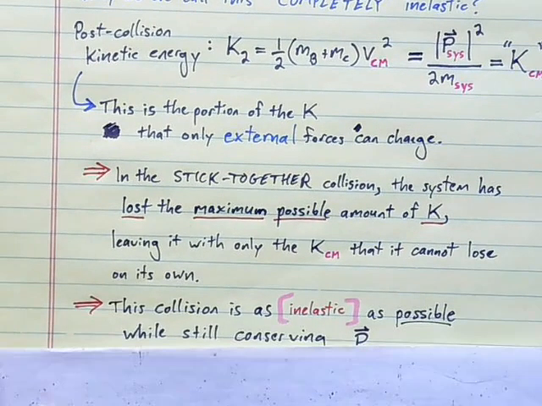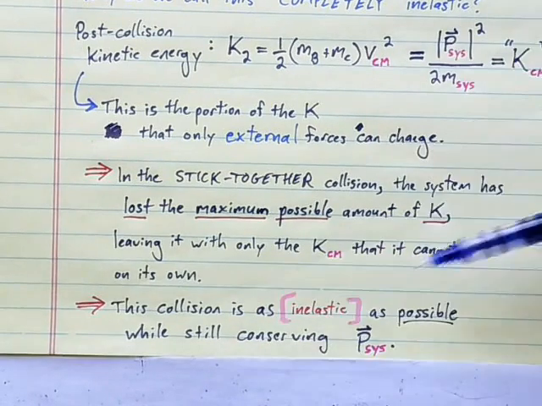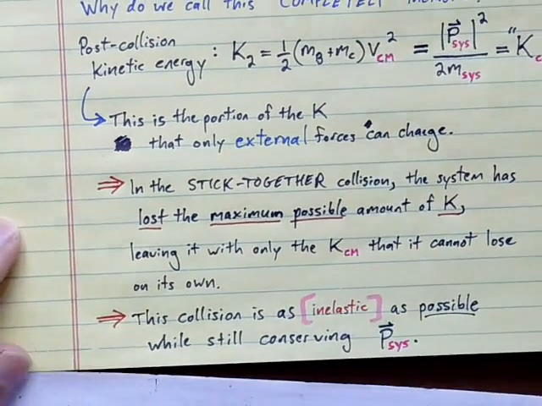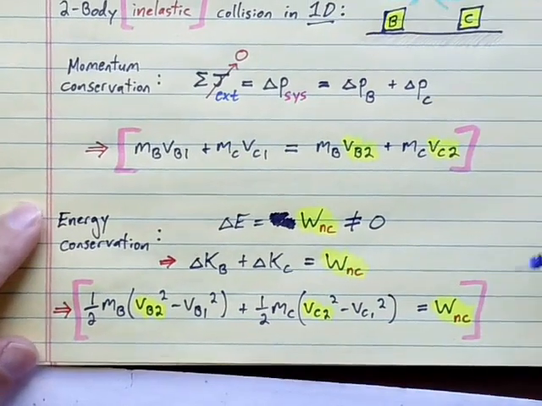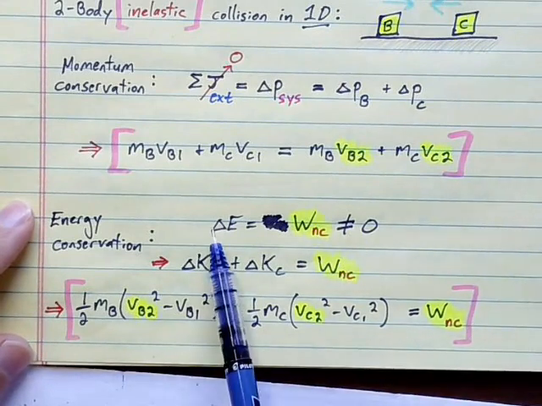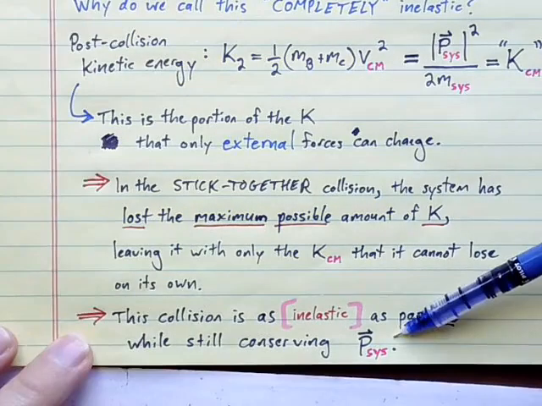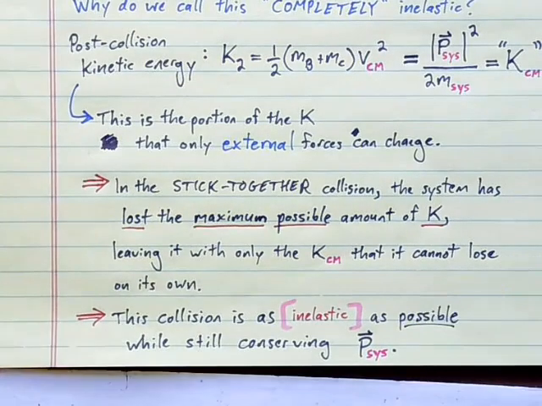So this collision is as inelastic as possible while still conserving the momentum of the system. So in this collision, the work done by non-conservative forces was as negative as it could possibly be. We lost the most mechanical energy that we could while still conserving momentum. That's why we call it a completely inelastic collision.